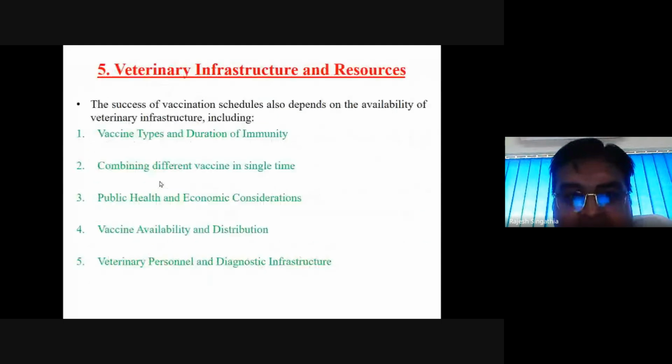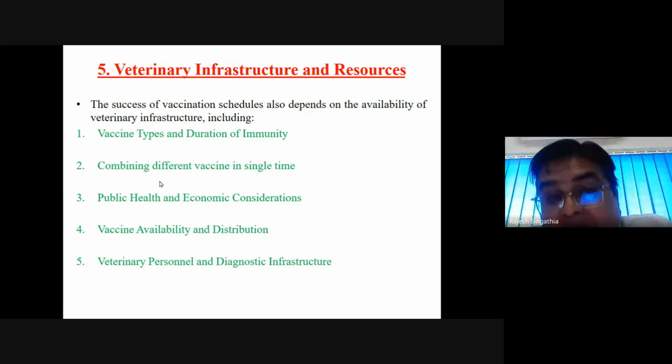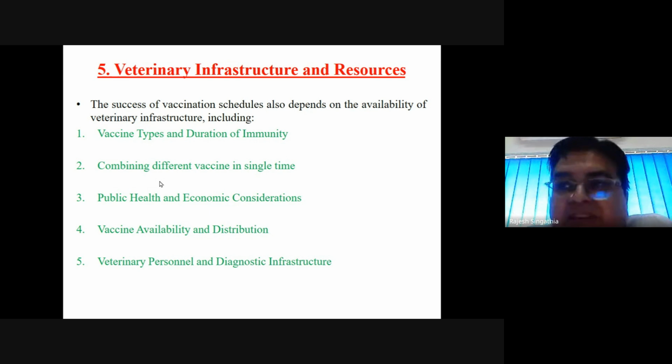Next is veterinary infrastructure and resources. Okay, so this is again an important determinant. The success of the vaccination schedule also depends upon the availability of veterinary infrastructure. So what are the different points? First is vaccine type and duration of immunity. We already discussed there are different types of vaccine: inactivated vaccine, live vaccine, subunit vaccine, recombinant vaccine, DNA vaccine, chimeric vaccine, and they have different durations of immunity. Some provide short-term immunity, some provide long-term immunity.